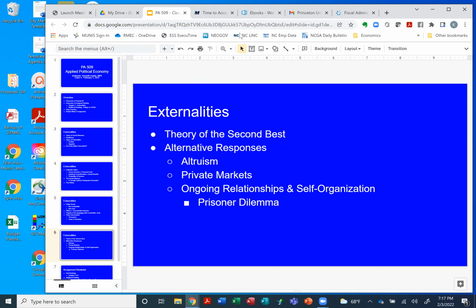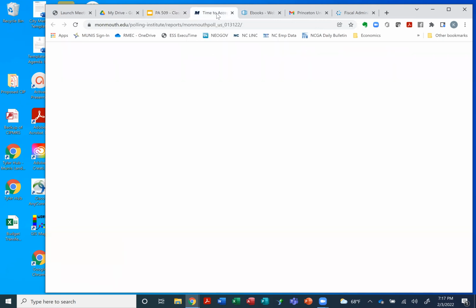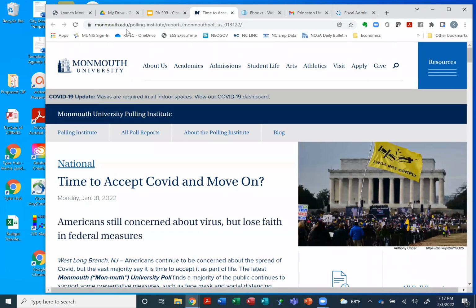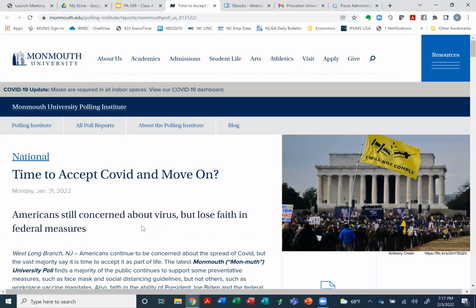So what I'm going to do now is break people up into groups. Y'all have had a chance to look at the article that I sent, the Monmouth University article, Time to Accept COVID and Move On. It's the results of some polling that they did over the last couple of weeks. They posted it on Monday. I would like to break y'all up into discussion groups and give y'all about 15 minutes to discuss what you learned from it, applying what you've learned in this chapter. Talk about how people are behaving and what challenges that creates with respect to dealing with the externalities associated with the pandemic.